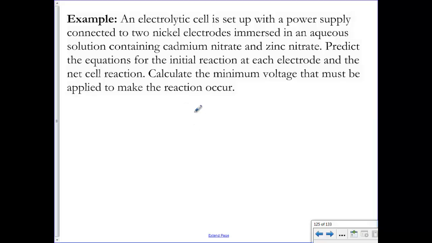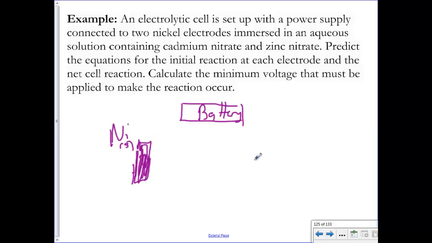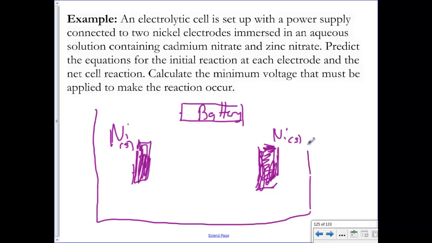Okay, here's an electrolytic cell. There's going to be a power supply, so I'm going to hook up like a battery. And it's connected to two nickel electrodes. So over here, I have an electrode of nickel. And over here, I also have an electrode of nickel. We actually only need them to be in one cup now. We don't actually need two cups because the salt bridge isn't relevant.